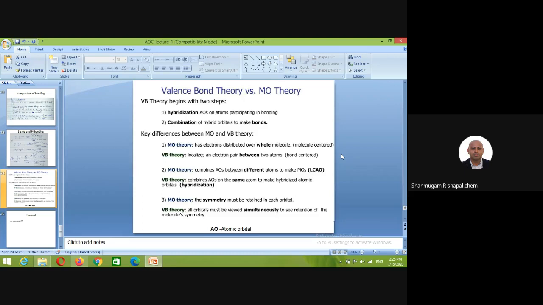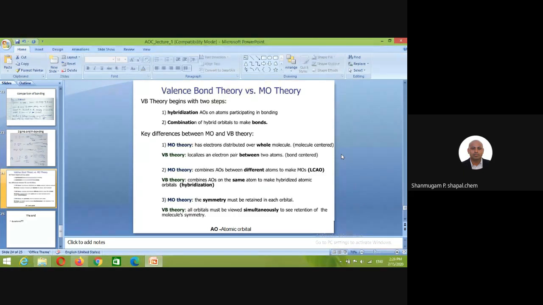The first one is that the electrons are distributed over the whole molecule. That means the whole molecule will be calculated. So the energy levels of the whole molecule will be calculated together in molecular orbital theory. But in valency bond theory, a localized pair of electrons, that is two atoms, will try to bind by a pair of electrons. So one electron of one atom and the other electron on the other atom will try to bind. So you will see individual electrons and how they are connected to each other.